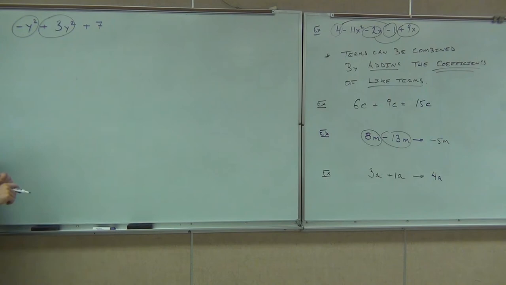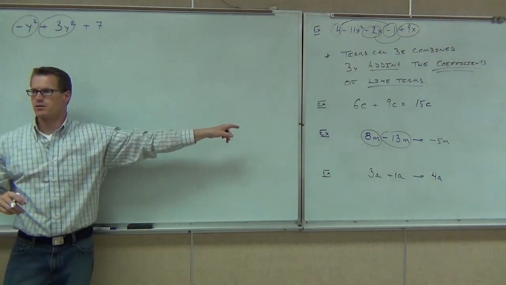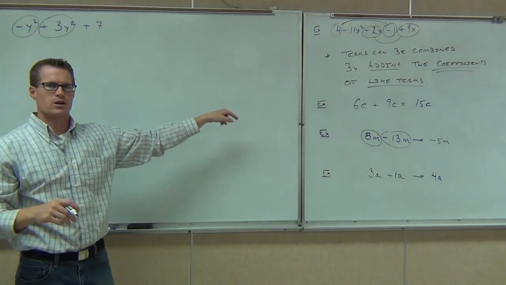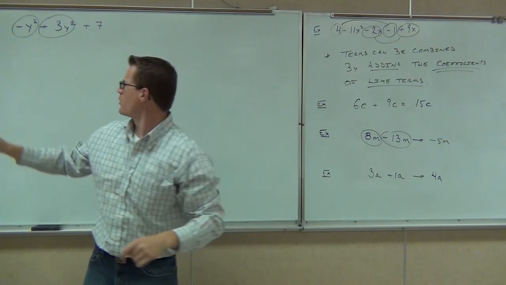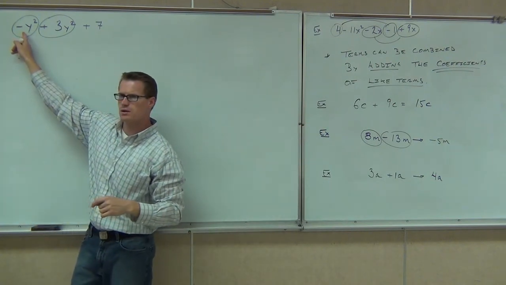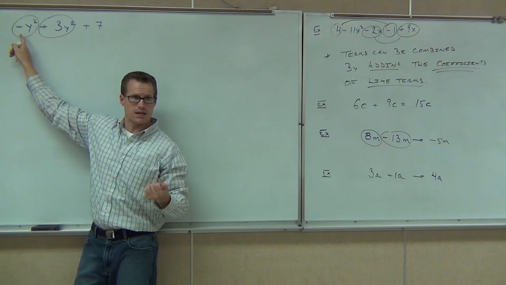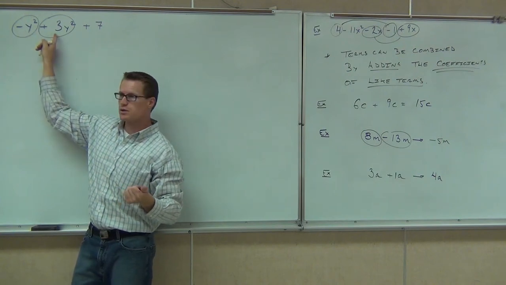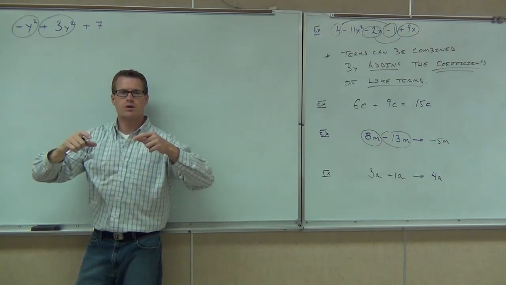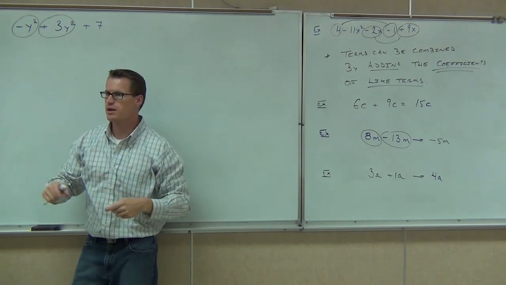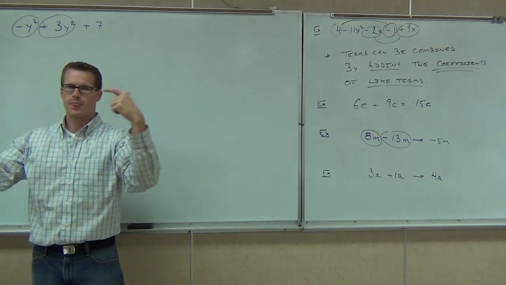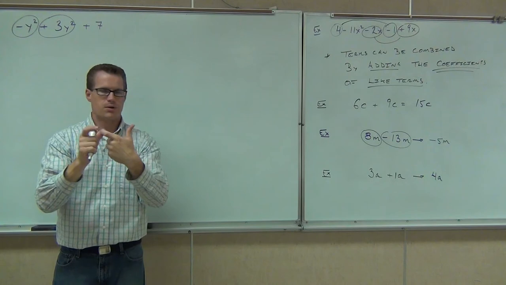Great. Can you combine those like terms like we did over here? Yes. Negative y squared and 3y squared. What's the coefficient of this one? Negative one. Very good. What's the coefficient of this one? Three. Combine them, and what do you get? 2y squared. That's right. The addition rule says negative 1, positive 3. Combine them, you get positive 2.